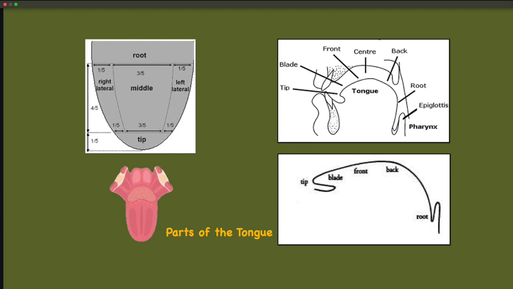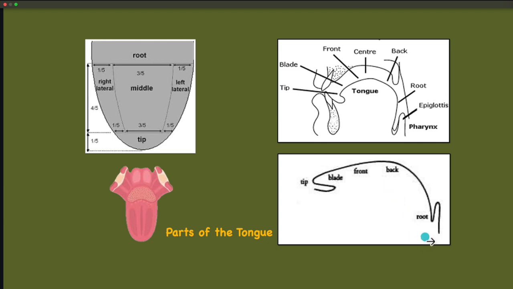It often comes close to the hard palate when producing these sounds. Now how about the back? The back of the tongue is used for sounds like k, as in cat, and g, as in go, where the tongue touches the soft palate.